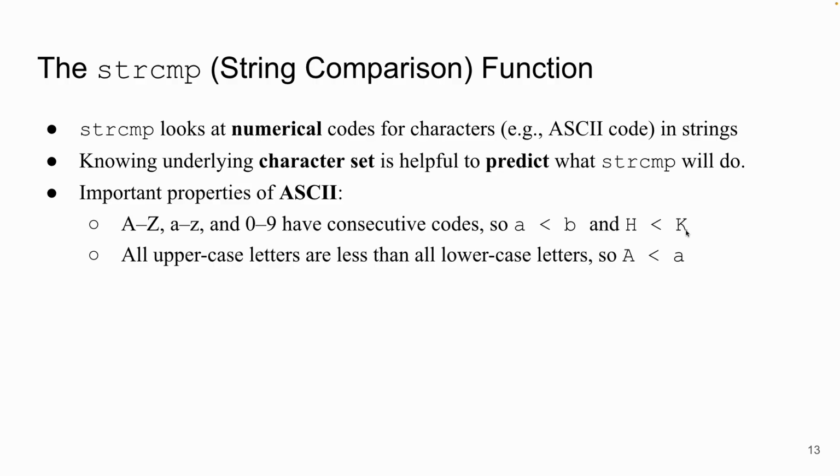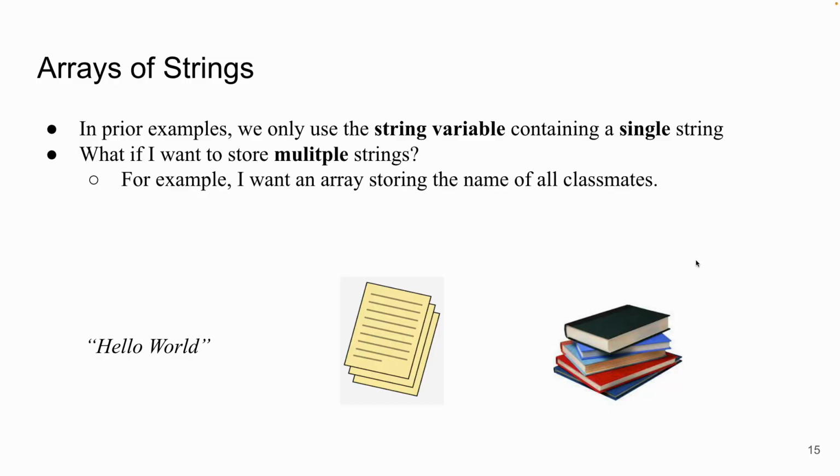Second, all the uppercase letters are less than the lowercase letters. So uppercase A is less than lowercase a. The third one is that all the digits are less than letters. So 9 is less than A, and 0 is less than A. So these are three important properties that you can remember.